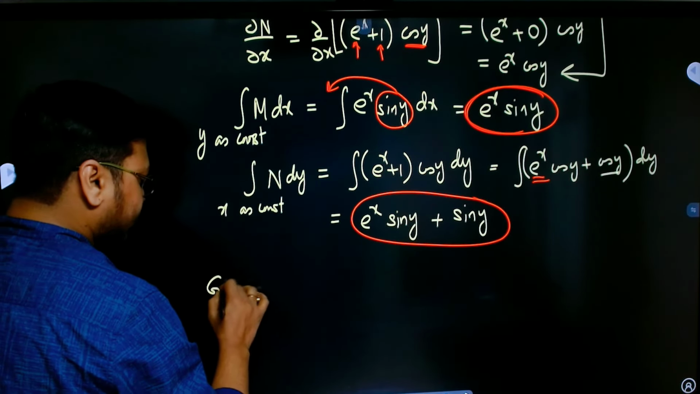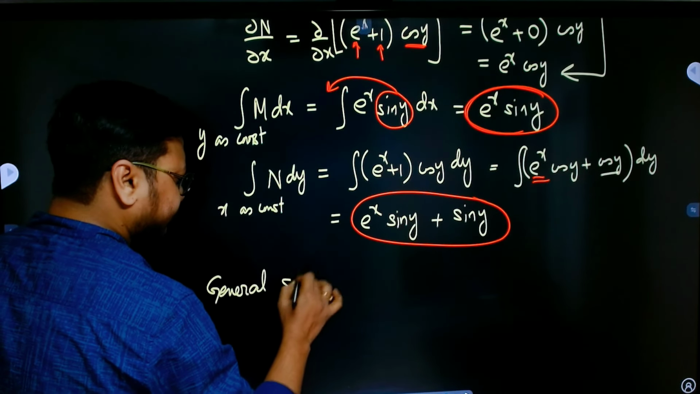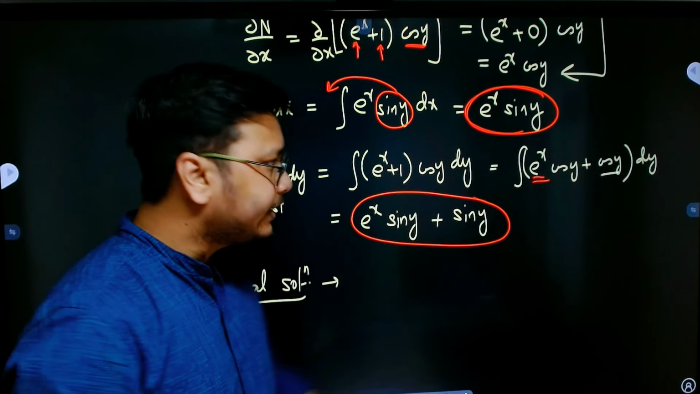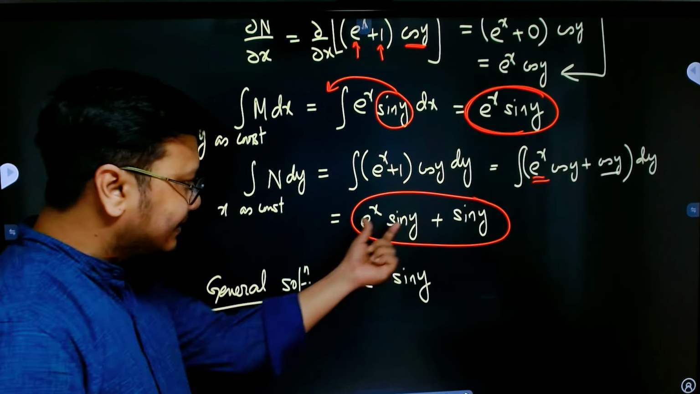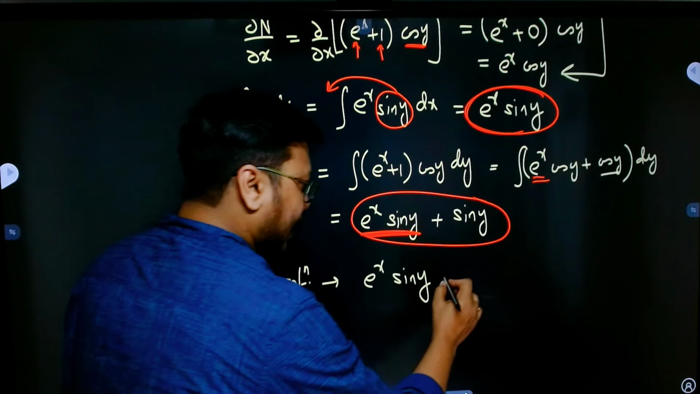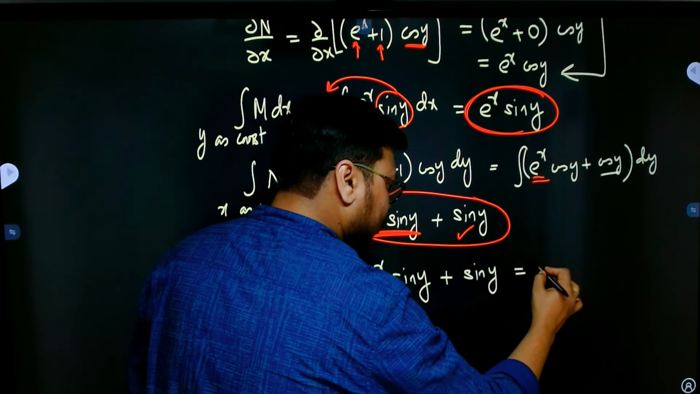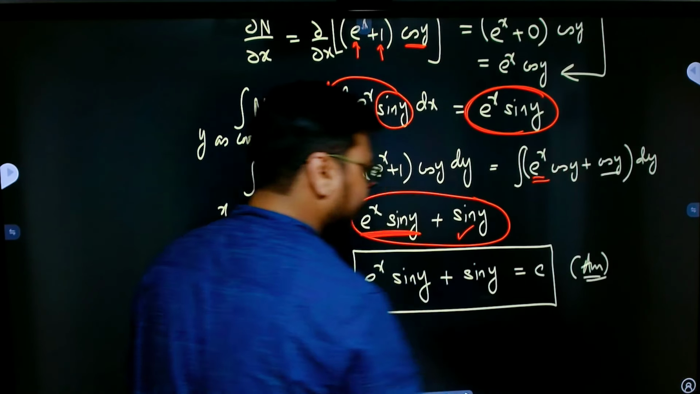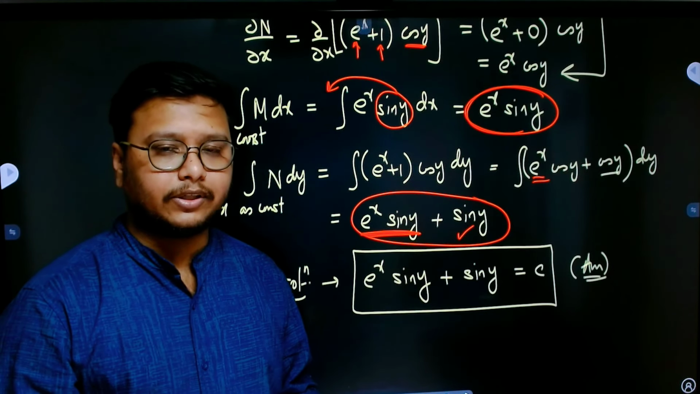So our general solution would be, first I'll write the term I've got from the first integration, which is e to the power x sine y. This same term is again present over here, so I'll not copy the same term again. I'll go for the next term, which is just sine y, so plus sine y equals constant c, and this is our final answer. So I hope you understand how we are solving exact differential equations.